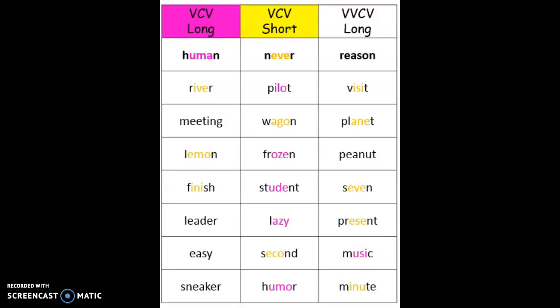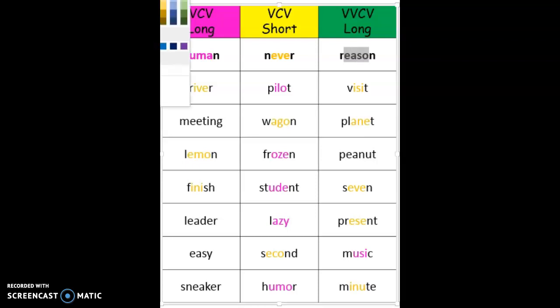with a short sound. Our last category is vowel, vowel, consonant, vowel with a long vowel sound. So I'm going to pick my third color and use the header example to follow the pattern. Reason. The first vowel is long. Vowel, vowel, consonant, vowel with a long sound.